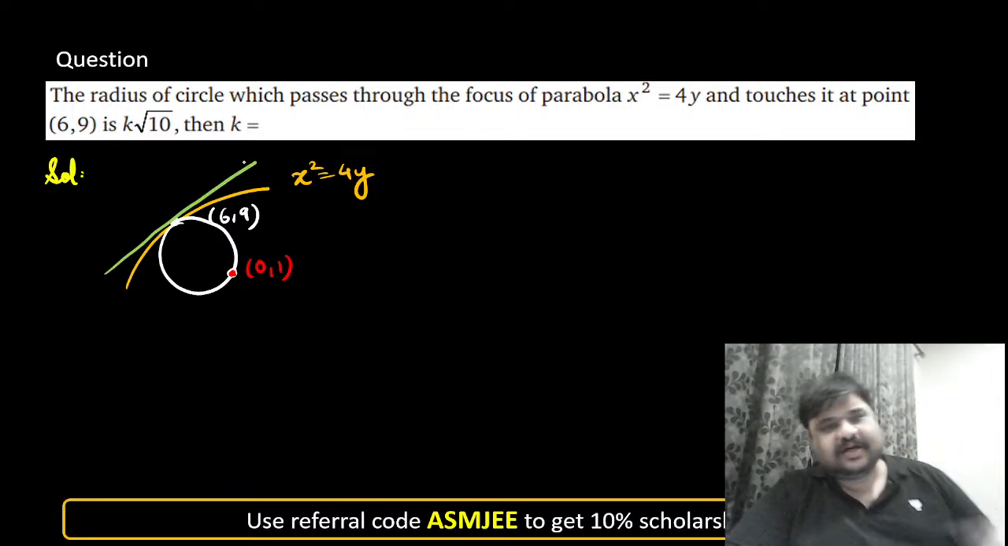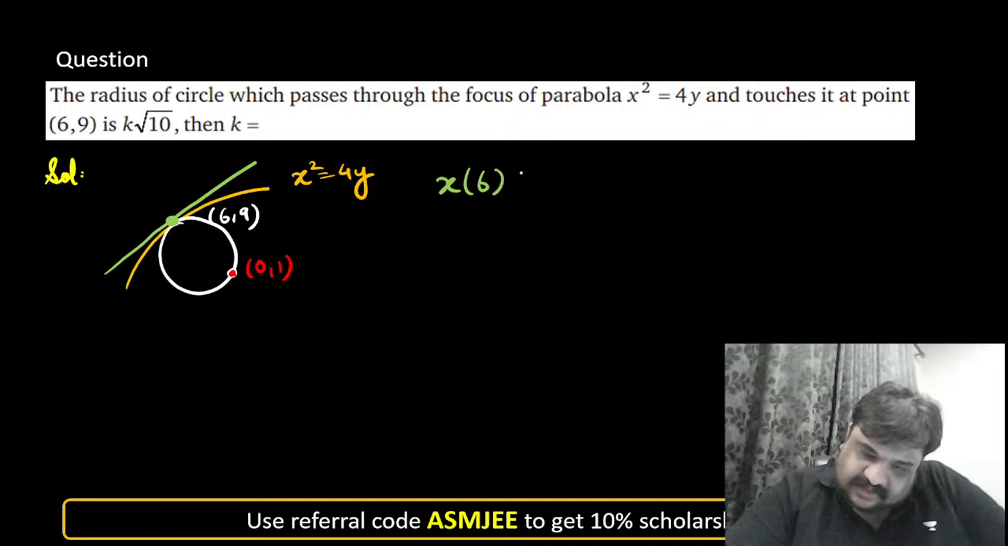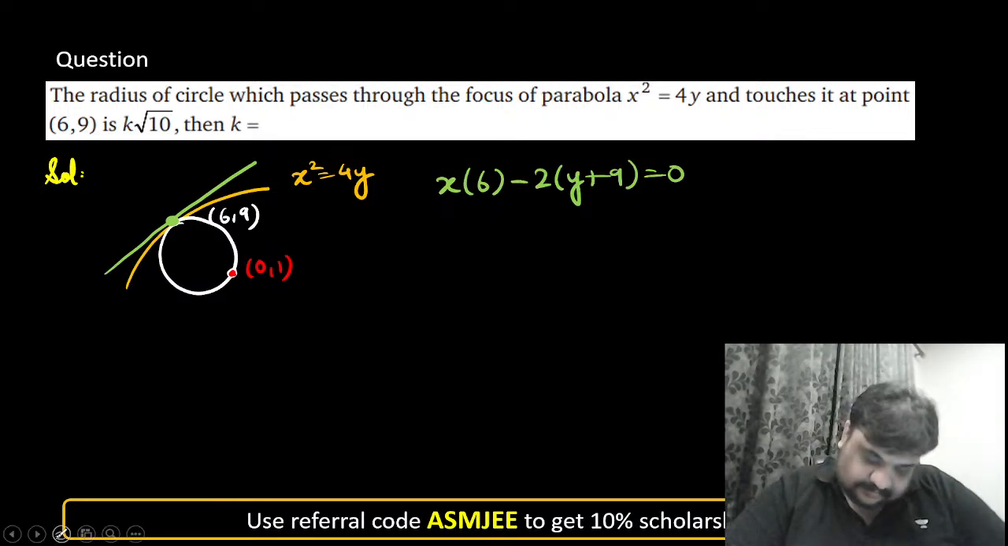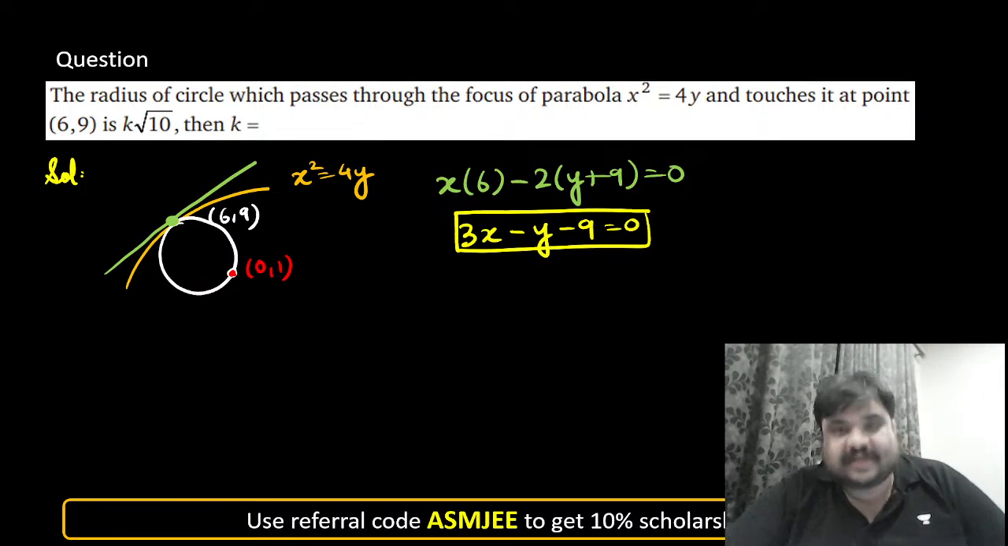So what should we do when a curve or circle touches another curve? Treat it that it is touching the tangent. So what is the tangent at 6 comma 9? x x1 minus 2 times (y plus y1) equal to 0. So this is the tangent. So the circle is effectively touching this line, this is that line which the circle is touching.